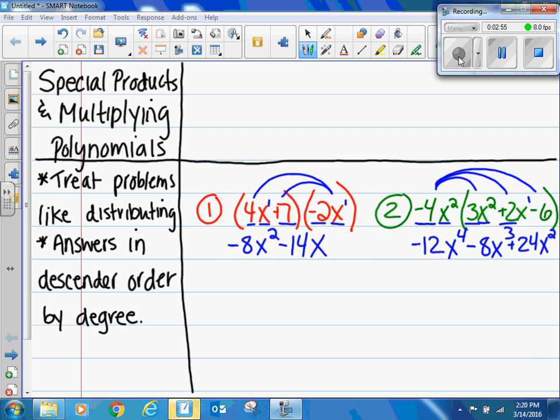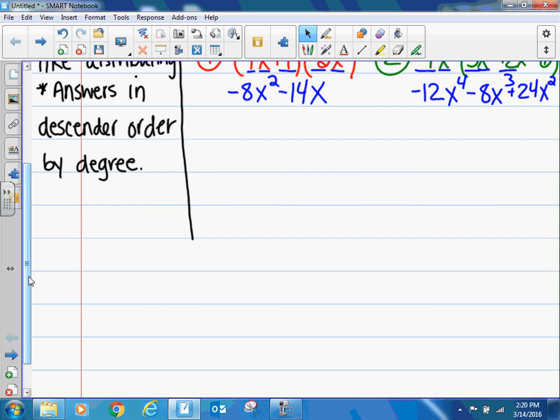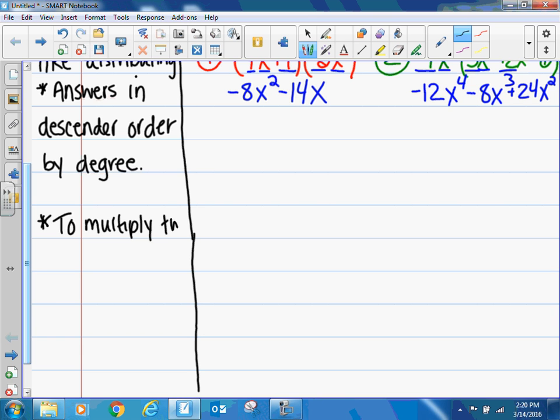All right. Now, we will look at an example where you are not multiplying by a monomial. You have a binomial multiplied by a binomial. So the way that we're going to do this, I'm going to write over here. To multiply two binomials, we're going to use FOIL. And this is a pattern when you're multiplying binomials.